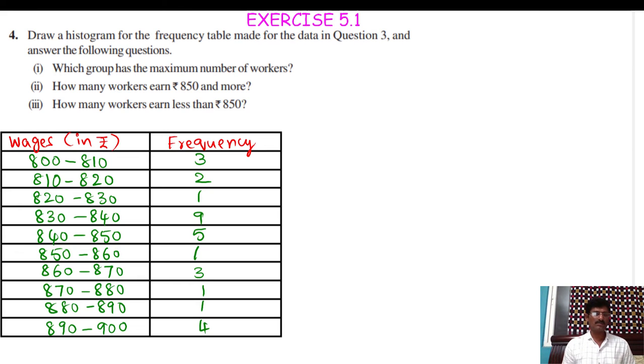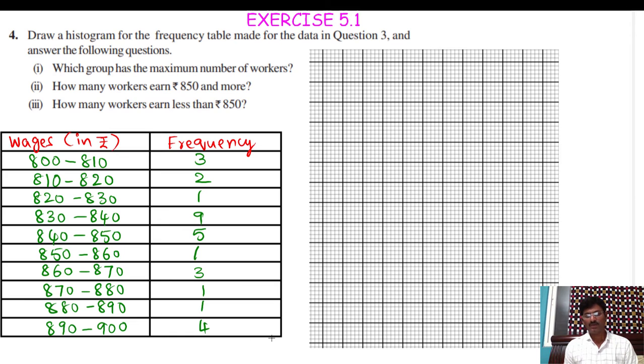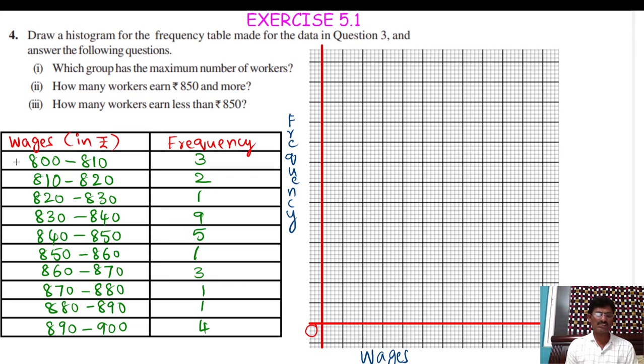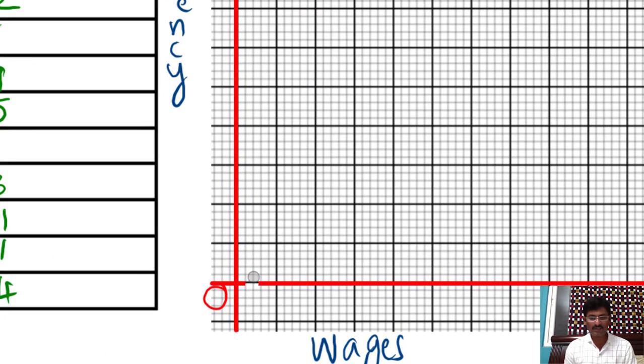To draw the histogram, first let us take the graph. Now let us draw a horizontal line and a vertical line. On the horizontal line, let us take wages. On the vertical line, let us take frequencies. Wages are starting from 800. So what we do is, let us draw a toggle line here.